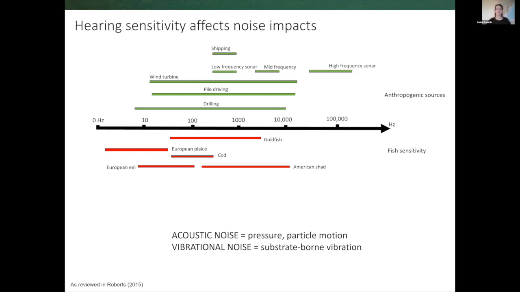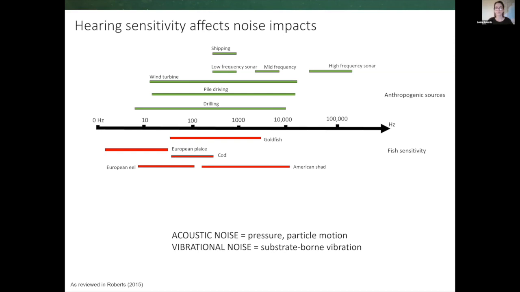But when we're talking about fish and invertebrate hearing, one of the things we must remember is that we commonly summarize sound levels from our noise sources in terms of pressure. But yet, very few fish and invertebrates can detect pressure. And the majority of fish are actually more sensitive to particle motion of sound, as Peter described in his own presentation. And so what we need to be mindful of is that we should be characterizing our noise sources not only in terms of pressure, but also in terms of particle motion.